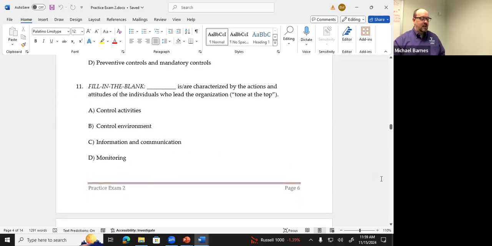All right, fill in the blank. So blank is or are characterized as the actions, attitudes of the individuals who lead the organization. The tone at the top. My favorite thing, we're talking about the COSO framework. What's at the very top of the COSO framework? Control environment. Control environment is what's being described here. Okay, control environment.